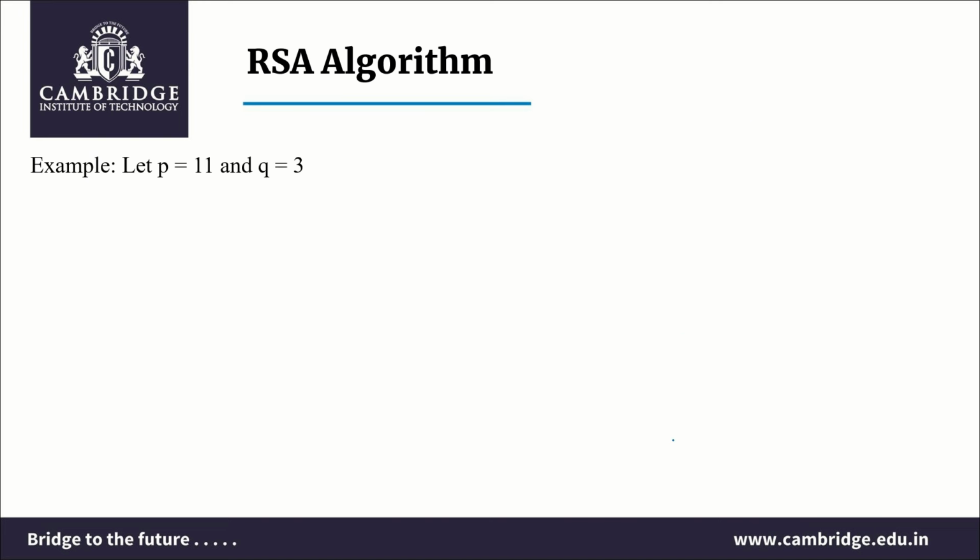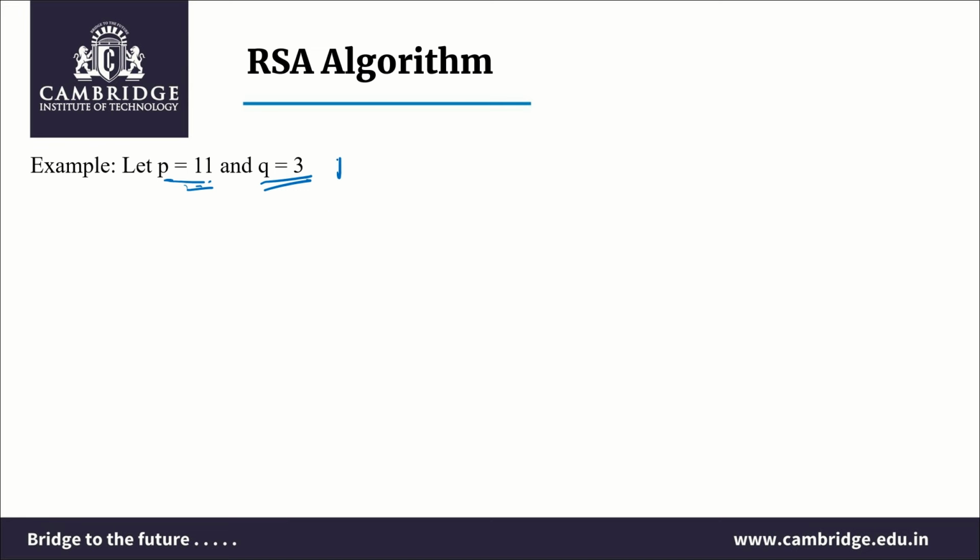Now let's see an example. In this example, we are given two prime numbers. One is 11 and the other one is 3, right? So is it sufficiently large? Obviously no, so it's not a large prime number. As I told, it will be infeasible if I consider large prime numbers. It takes more time for us. So as an example, let's consider the small example where P is 11 and Q is 3.